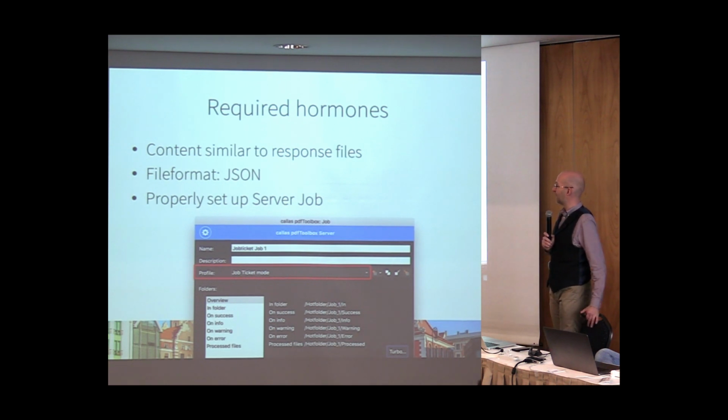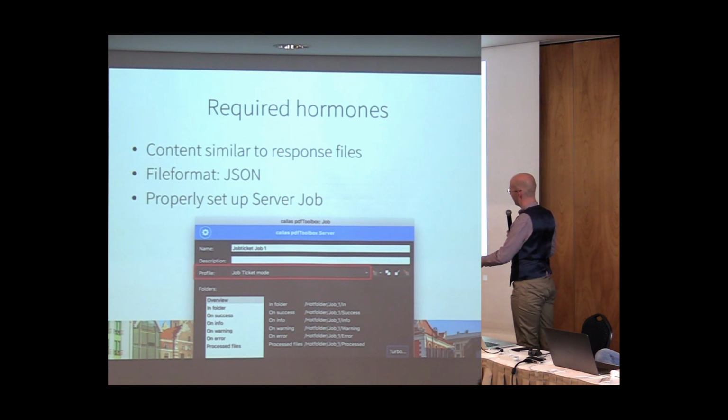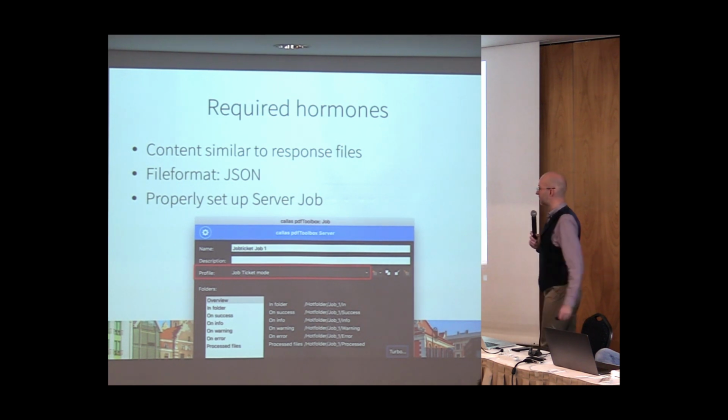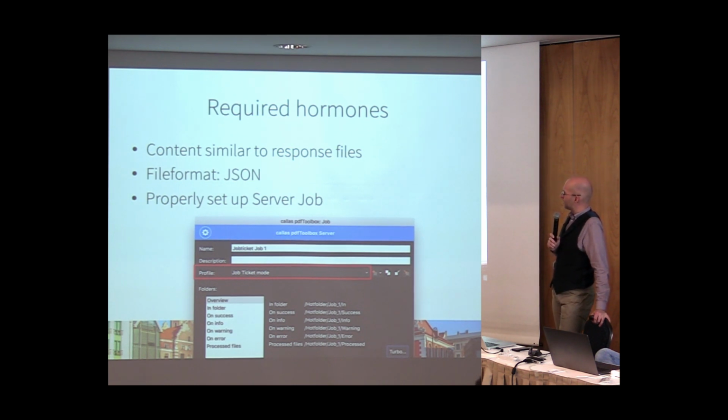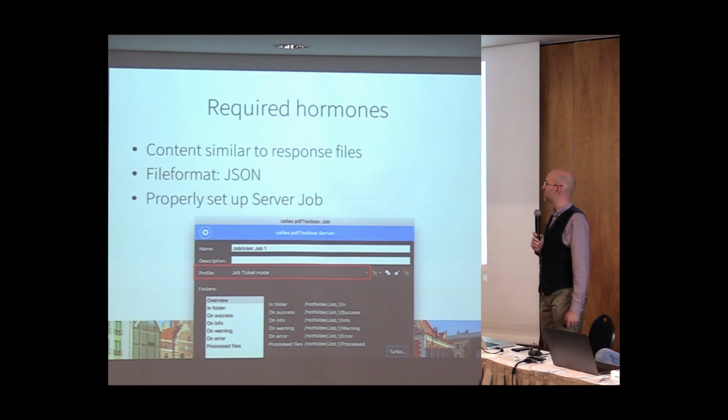How is that done? So the hot folder setting is a little bit different from what we have seen before, or what a normal hot folder is. You have now in these profile sections, so to say, not the selection of a profile, but the job ticket mode. The content of the JSON, we will have a look at this job ticket file, is similar to a response file. Some of you will know that. And that's it, what you need. You need an input job ticket and the server job.